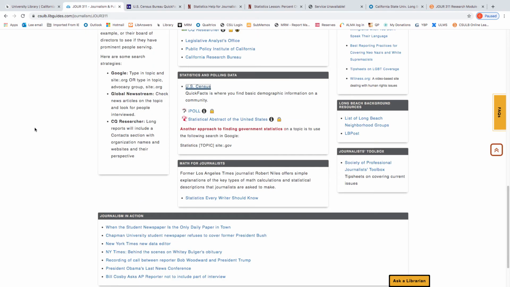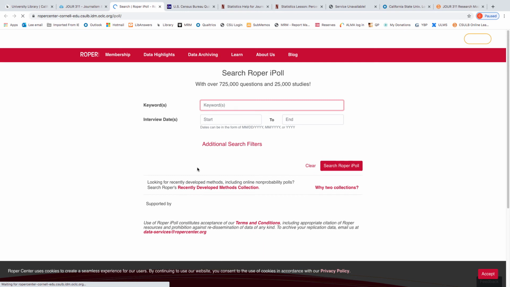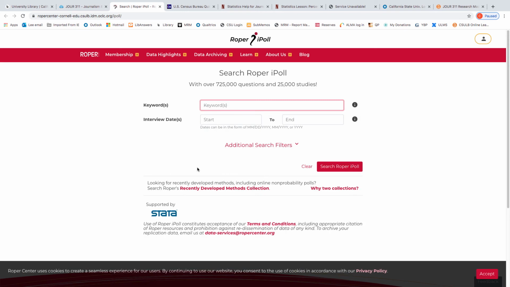The next thing we're going to look at is a database that Cal State Long Beach has called iPoll. And what iPoll allows you to do is to find poll questions from various pollsters and to look at the differences in the results based upon the way the question is worded and the time frame that's involved. So let's say I wanted to look at health insurance.